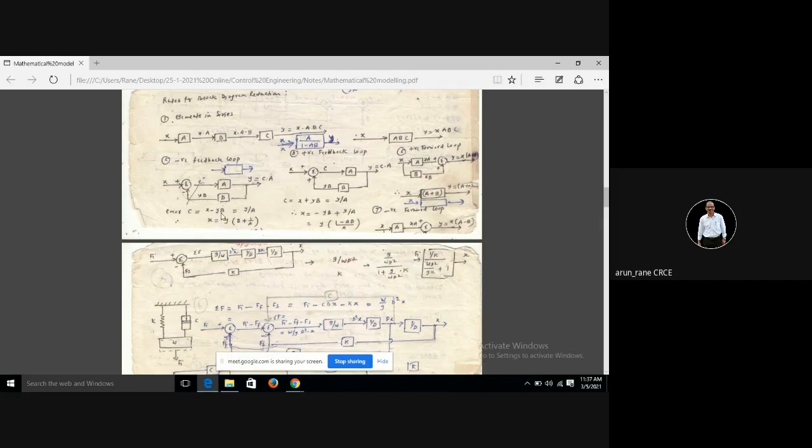Therefore, x, now what we'll do, we'll take this yb over here on the right hand side. So it will be y upon a plus y into b. Out of that, now you take y common. So what you will get? You will get 1 by a plus b, in the bracket. Is this clear? So therefore, I can say x is equal to y into b plus a.